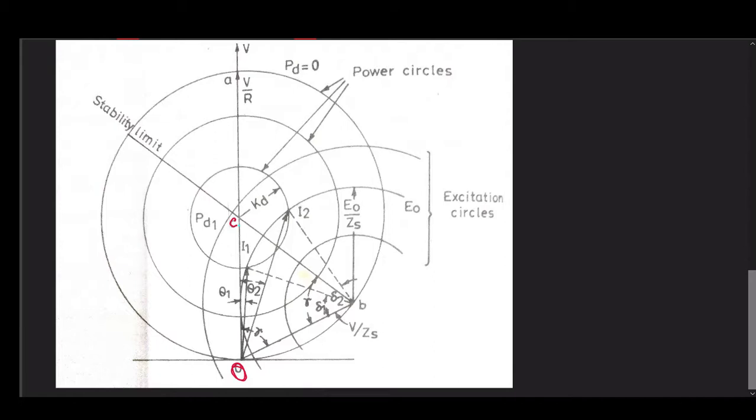What we are supposed to do is draw, with a radius V by ZS, where V is your terminal voltage, an arc. With this radius, we draw an arc, and that arc intersects the zero power circle. This is the zero power circle at a point B.